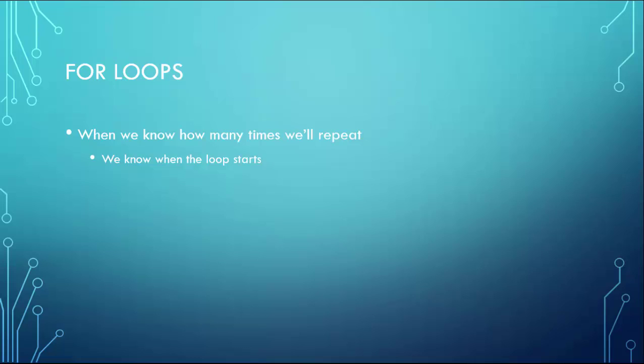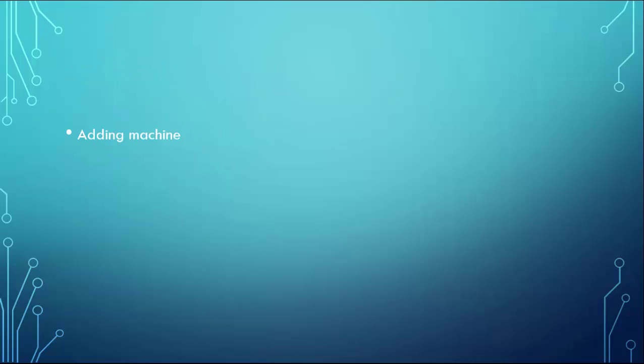So maybe if the user typed in 5 earlier before the loop, then by the time we get to the loop, we know we're going to repeat the loop 5 times. A while loop is for a different scenario when we don't know how many times it will repeat. So one example would be a simple adding machine. We're going to get input from the user, and whatever numbers they type in, we're going to add it up. And we're just going to keep doing that until the user types 0 as an input.